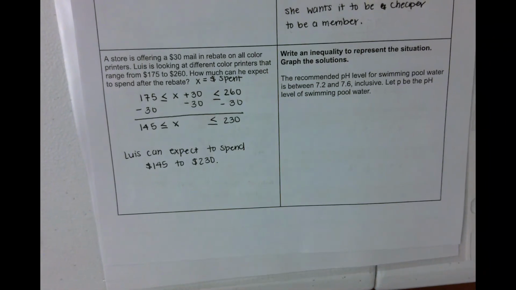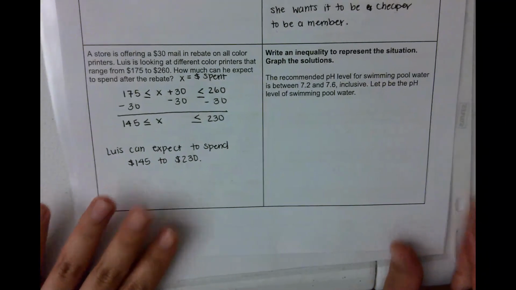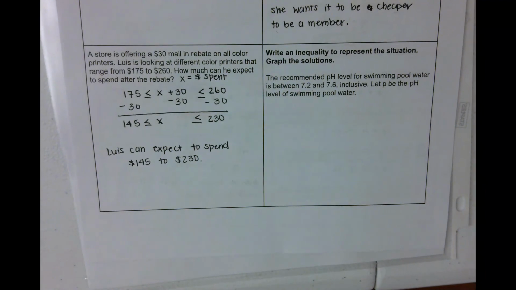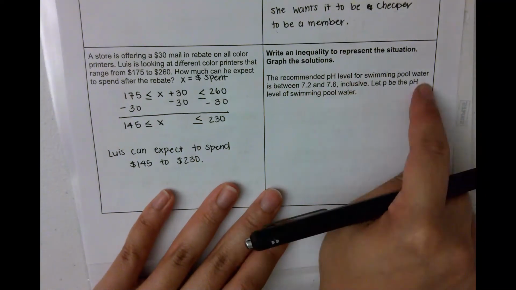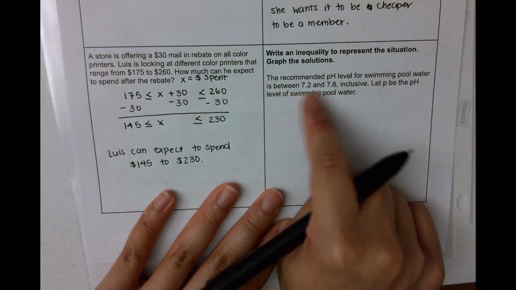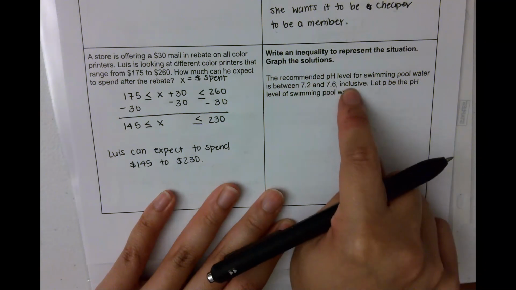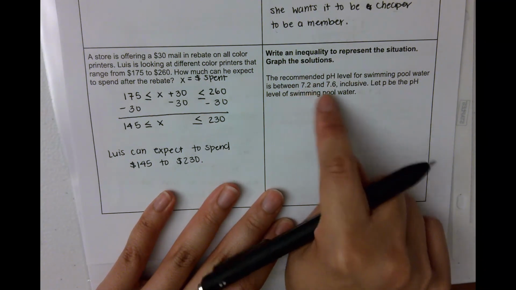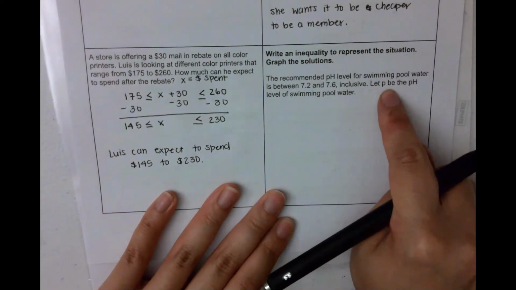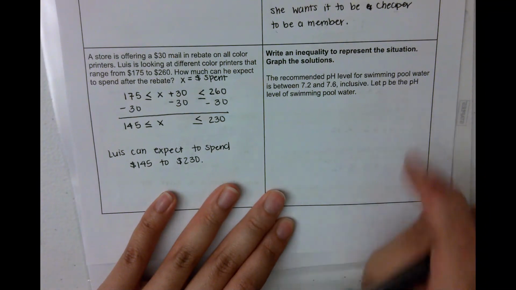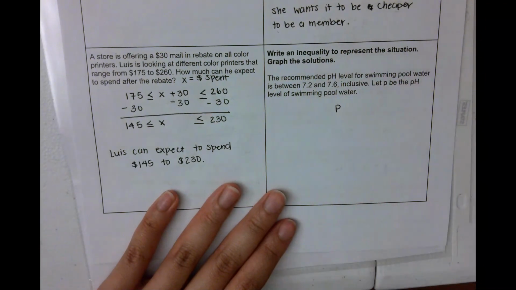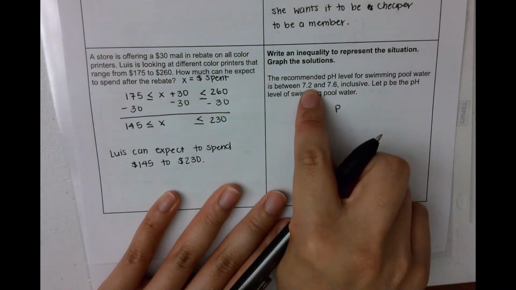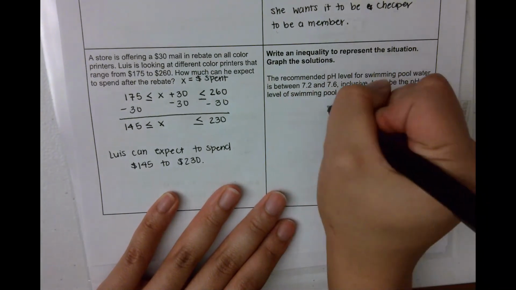Okay, and then here's our last one. We're going to write an inequality to represent the situation. We're going to graph the solution. Okay, so the recommended pH level for swimming pool water is between 7.2 and 7.6 inclusive, meaning it includes these numbers. Okay, we're going to make P the pH level of swimming pool water. Okay. So P, the pH, needs to be between 7.2 and 7.6.